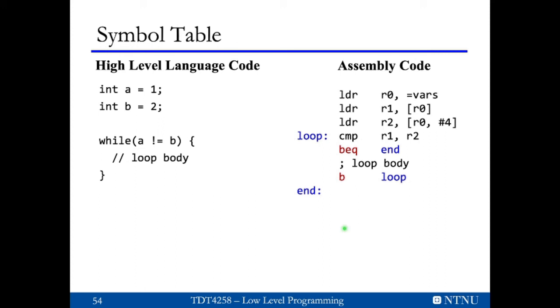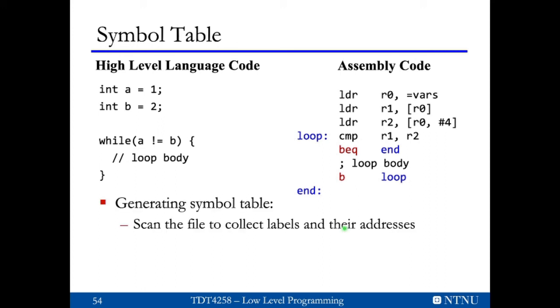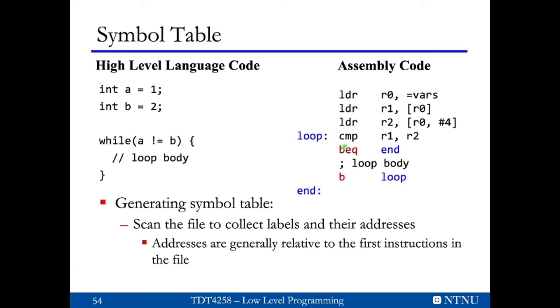So generating the symbol table now means we go over assembler code and scan our file to collect all the labels and their addresses. Addresses are usually relative to the first instruction in the file. So we want to have relative addresses instead of absolute addresses in memory, but there's also ways to specify absolute addresses for things like reset vectors, interrupt vectors, which you might need when you do bare metal programming on an ARM Cortex microcontroller.